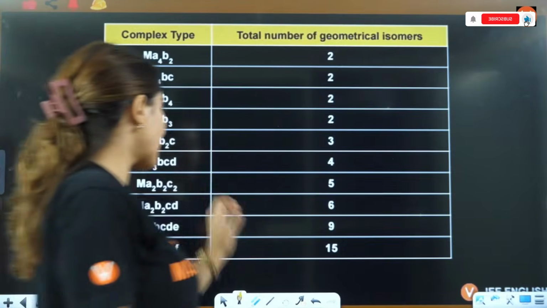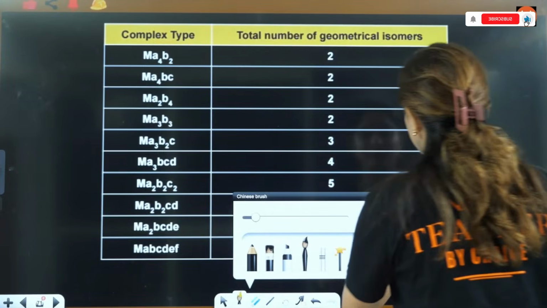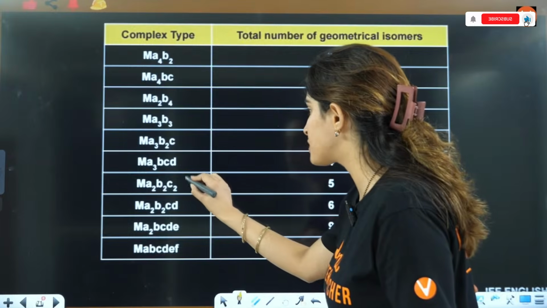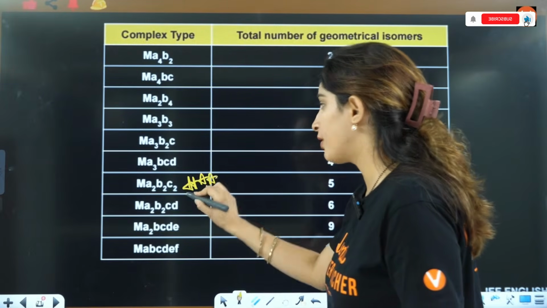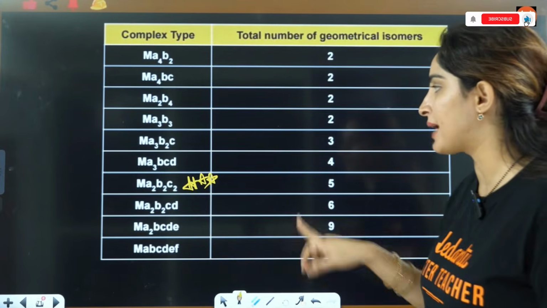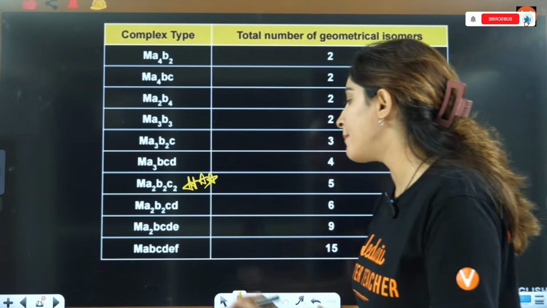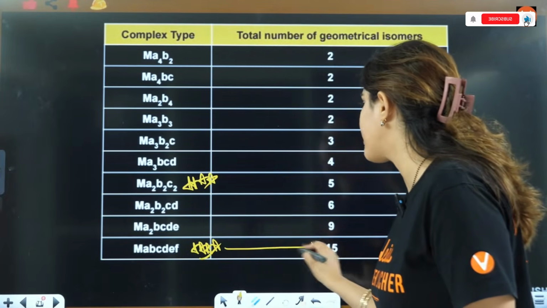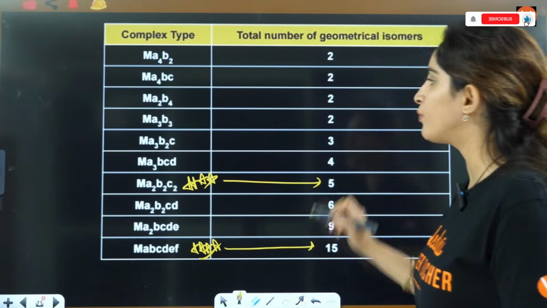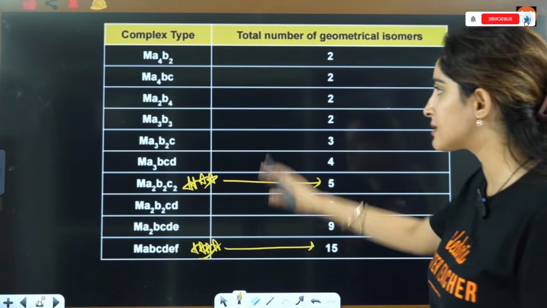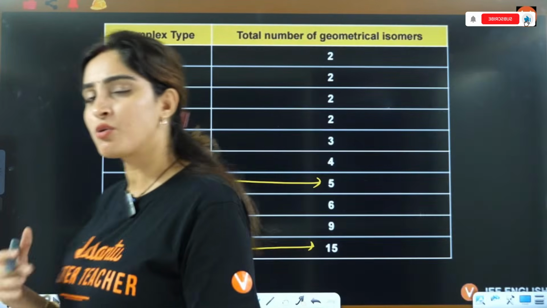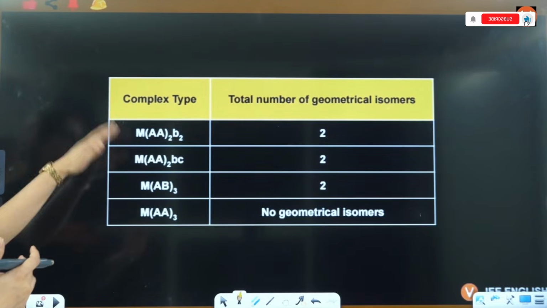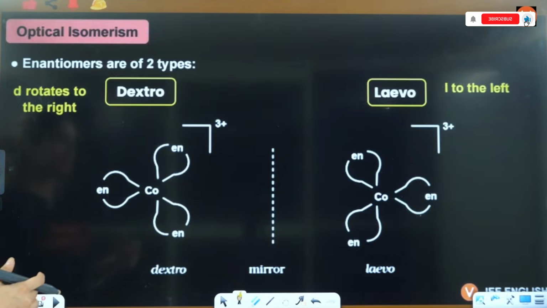Then these are, guys, the full chart that you have for the number of geometrical isomers. Here this one is very important. If you don't want to remember all of them, just remember MA2B2C2 and MABCDEF. That is 15. These are very important. Okay, these two we have seen already, right? This is the full chart because there are so many different kinds of GI. So you can go through this chart as well, right?